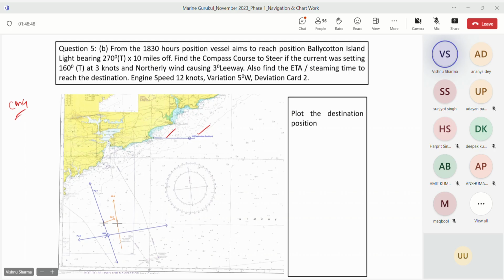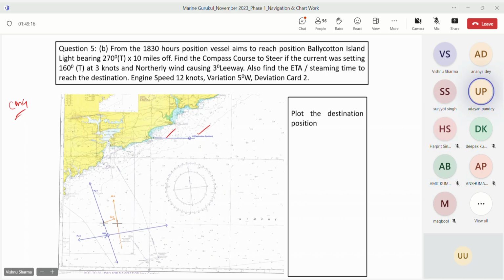First, to complete the triangle, how many elements do you need? Four. Which are the four elements given? See the question and tell me. Current, set and rate, engine speed.